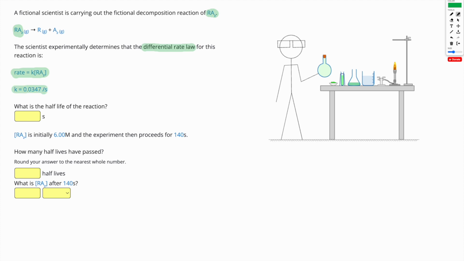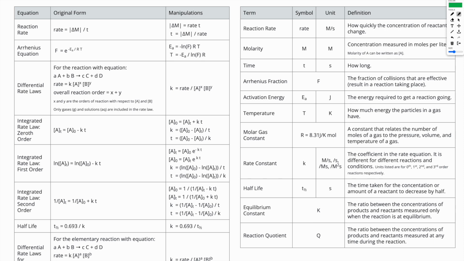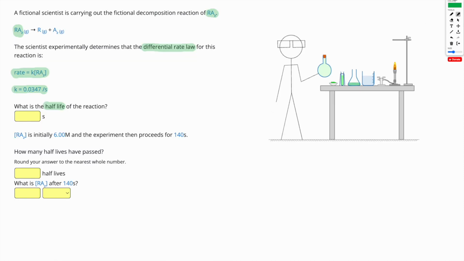Our first step is to find the half-life of the reaction. Let's head to our reference sheet and see what we can find. So here's our equation for half-life. T half is equal to 0.693 divided by K. Let's write that down. T half is equal to 0.693 divided by K.